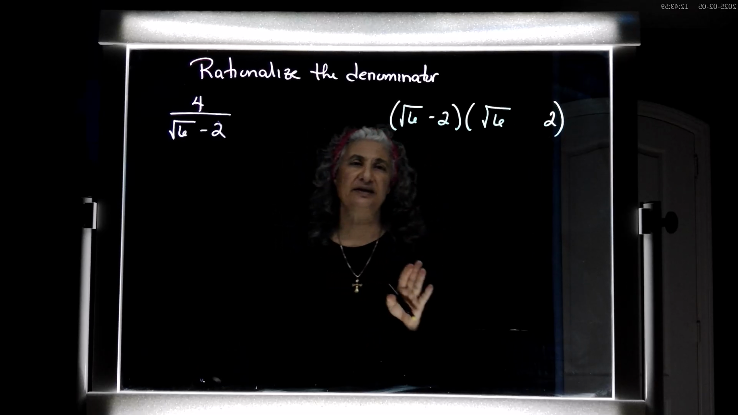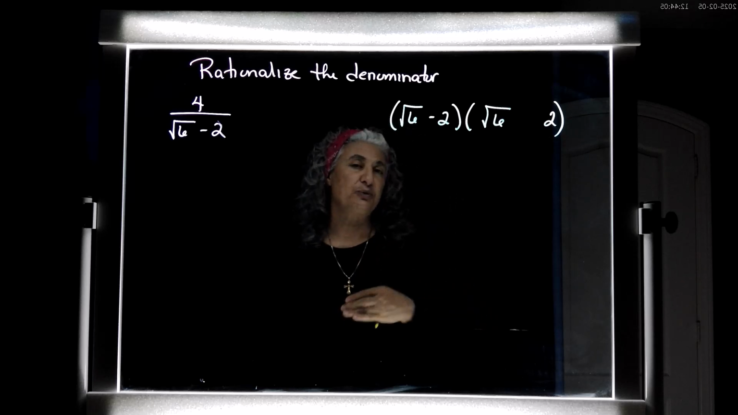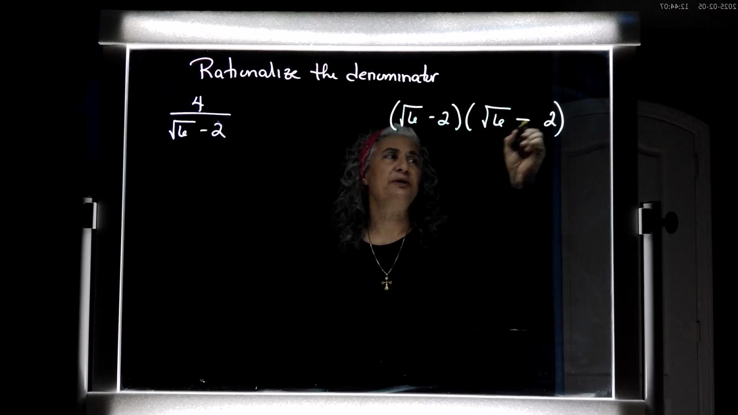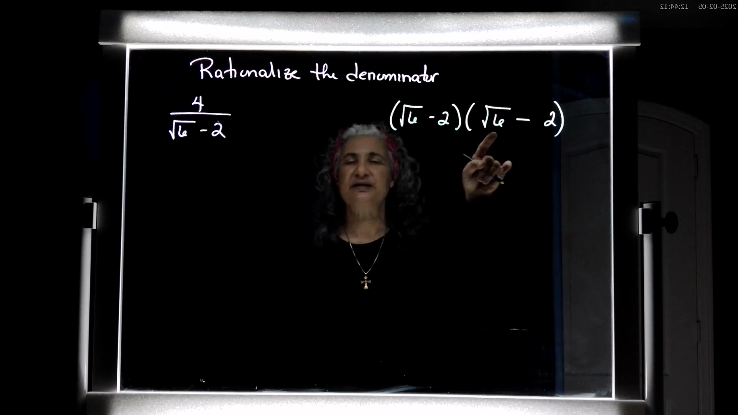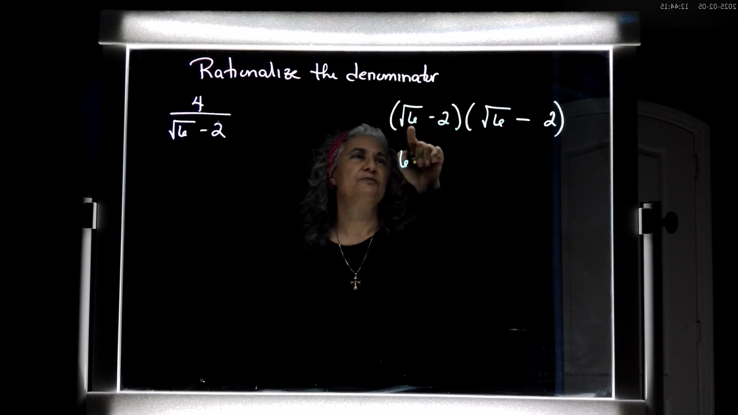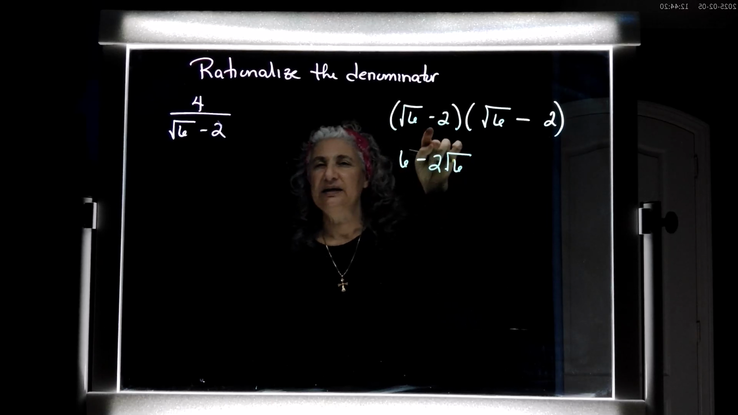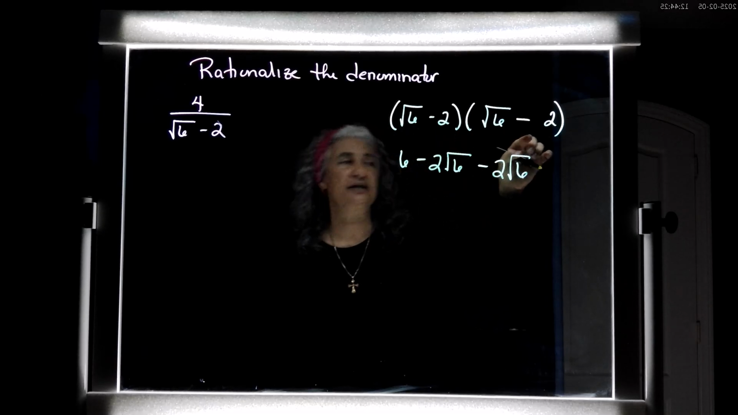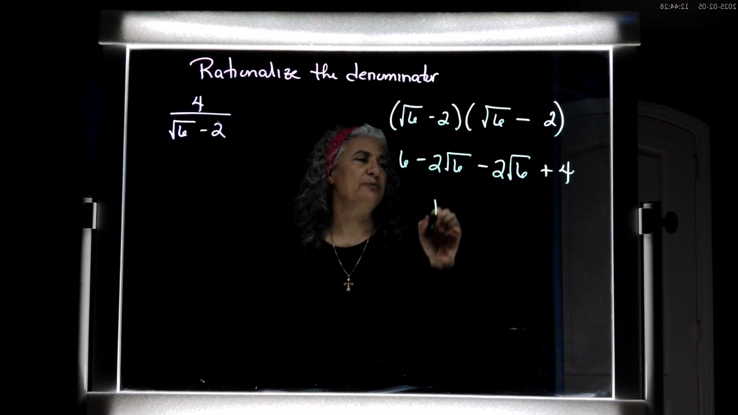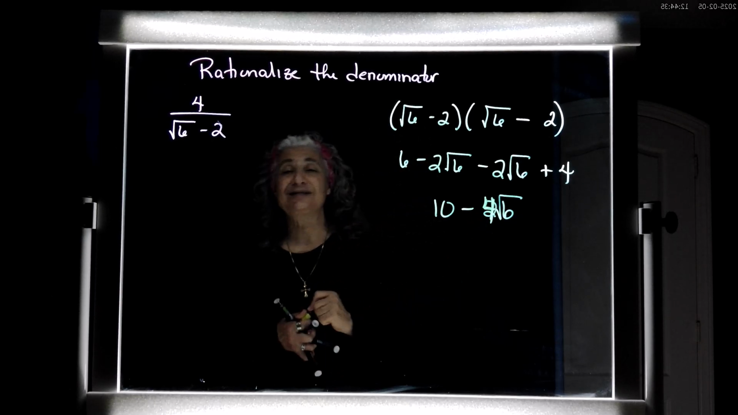Now, we're going to do a little testing just to make sure you understand why what we literally multiply works. If I multiply this by itself, just watch, you don't have to write. Square root of 6 times square root of 6, 6. Square root of 6 times a minus 2, negative 2 square root of 6. Negative 2 times square root of 6, negative 2 square root of 6. Negative 2 times negative 2 is a positive 4. When I simplify it, I get 10 minus 4 square root of 6. Oh dear, the square root of 6 is still there, isn't it?